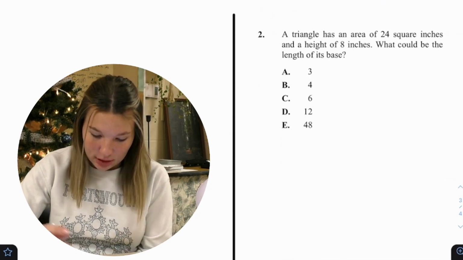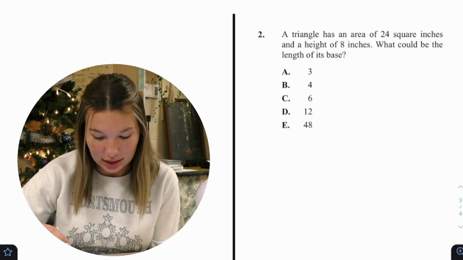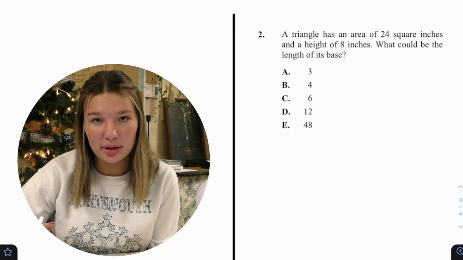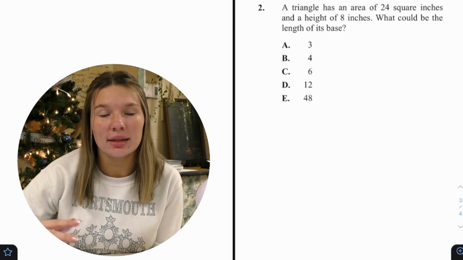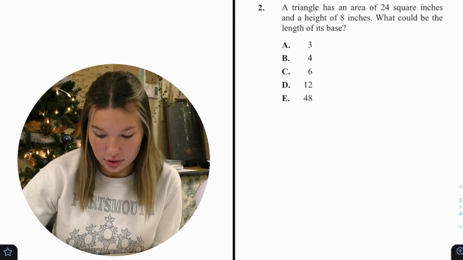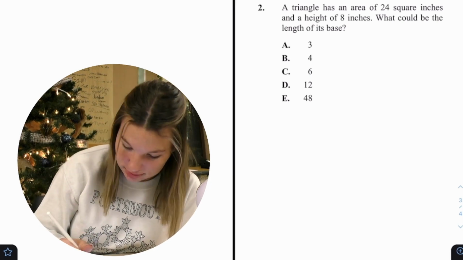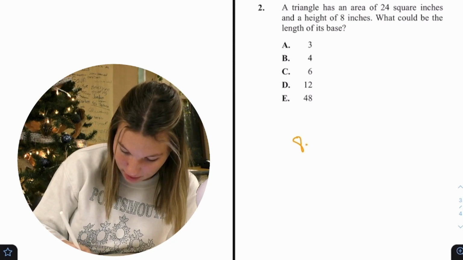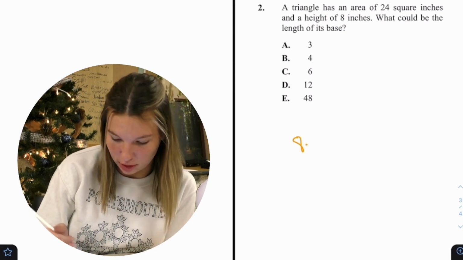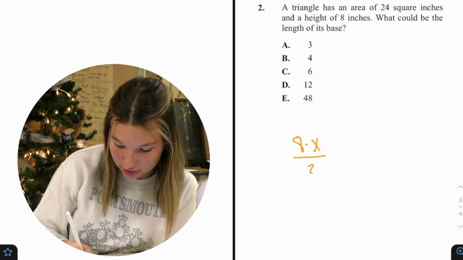Moving on. Number 2. A triangle has an area of 24 square inches and a height of 8 inches. What could be the length of its base? The area of a triangle is base times height divided by 2, so we should make an equation for this. 8 is our height, and we need to multiply that by our base, which is unknown. We're going to call that x and put it over 2, and that equals 24.